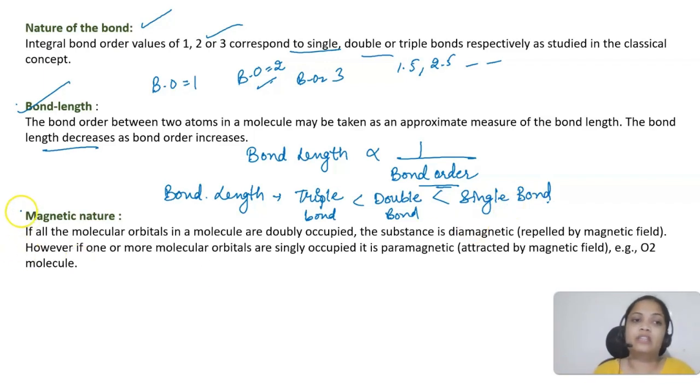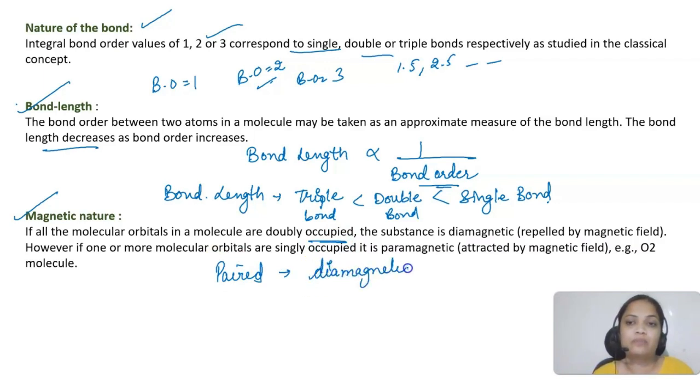Next, another very important thing is magnetic nature. So when we are filling the electrons, we need to see if all the molecular orbitals are doubly occupied, meaning all the electrons are paired. If all the electrons are paired, the substance will be diamagnetic in nature, meaning it will be repelled by the magnetic field. But if the molecular orbitals are singly occupied, even if there is one unpaired electron, in that case the molecule will be paramagnetic.